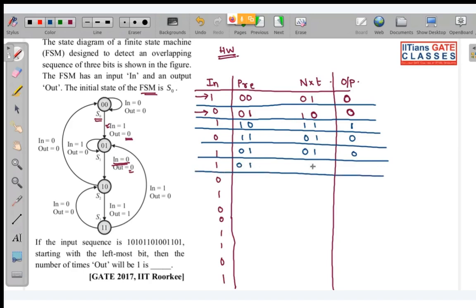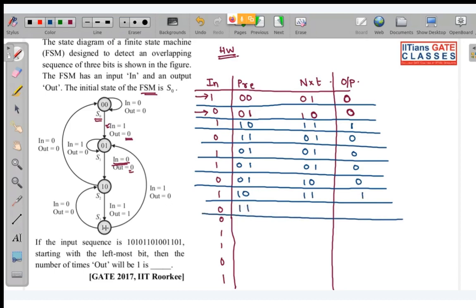Okay, look now. So over here we are at 0, 1, input is 1. So we will go to, wait, input is once again 1. So we will remain at 0, 1 only and output will be 0. Okay, we are at 0, 1, input is 0, output is 0 and we move to 1, 0. Okay, so we are at 1, 0, input is 1, so output will be 1 and we go to 1, 1.